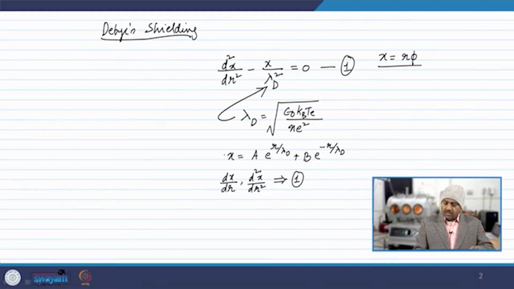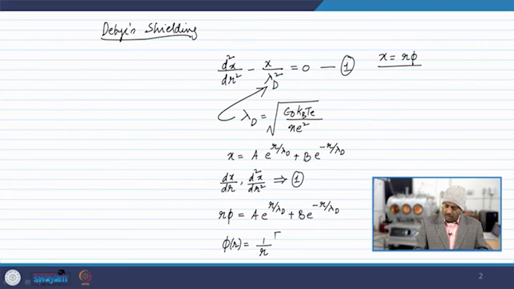Fine. So, once you define x is equal to a e to the power of r by lambda d plus b e to the power of minus r by lambda d, we know that x is actually r phi. R phi becomes a e to the power of r by lambda d plus b e to the power of minus r by lambda d. So, phi of r is going to be 1 by r times a e to the power of r by lambda d plus b e to the power of minus r by lambda d.